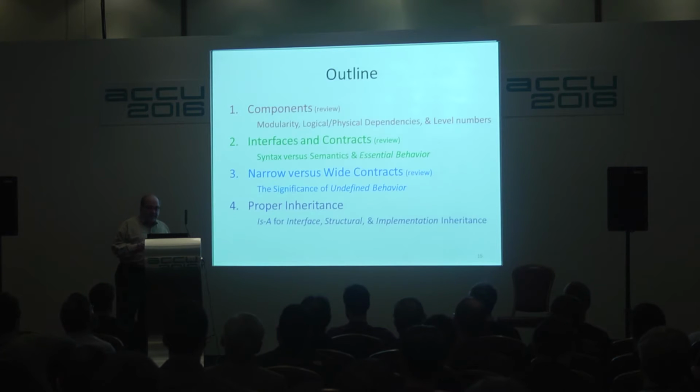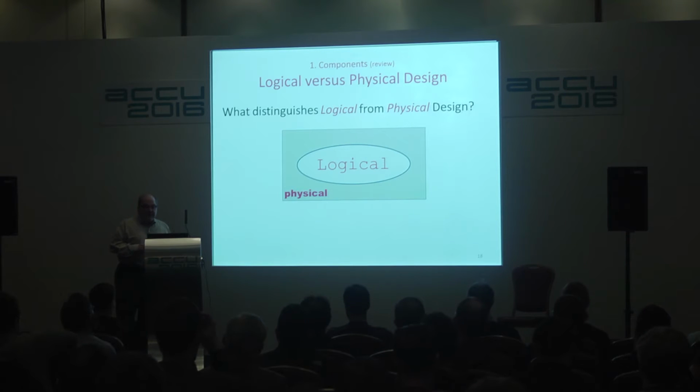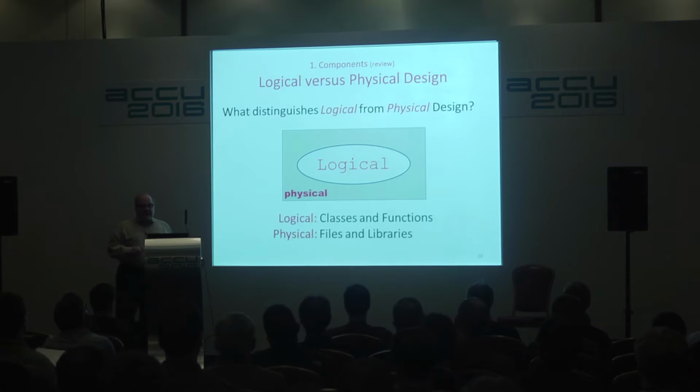Okay. So let's start with components. This is the iconography that I like to use. I have physical things, those are rectangles, and I have logical things, those are ellipses. And we want them to come together in a coherent manner so that the logical content is embodied in a physical module called a component. So logical means classes and functions, and physical means files and libraries, basically.